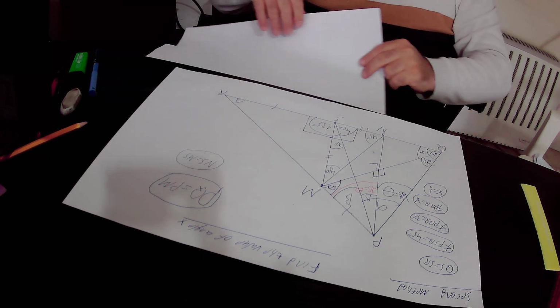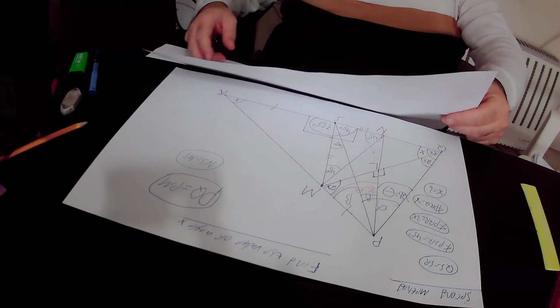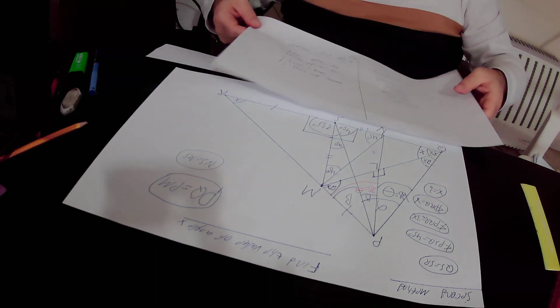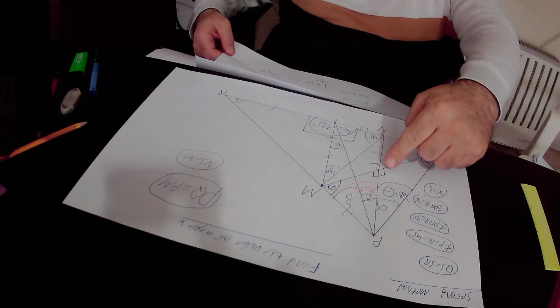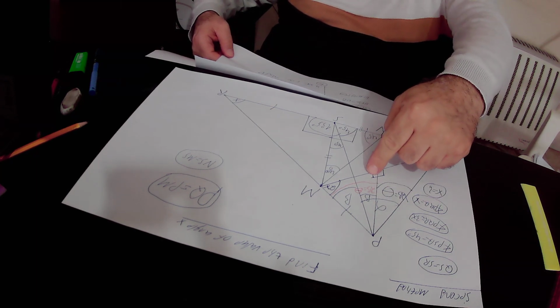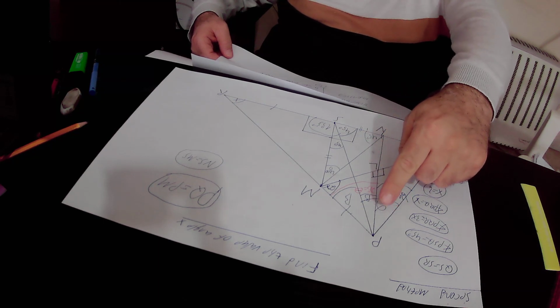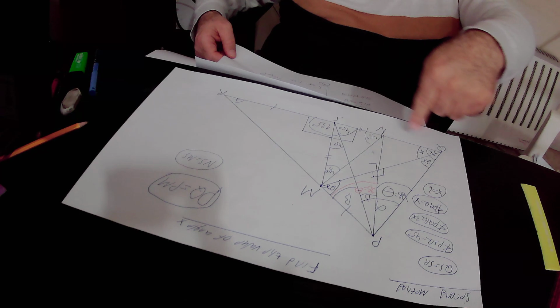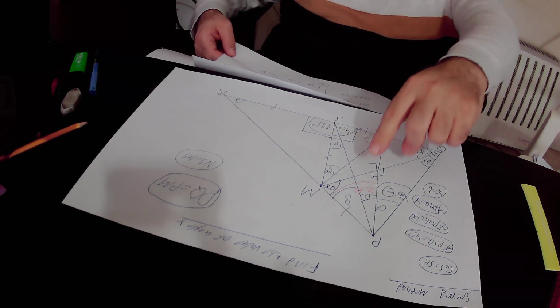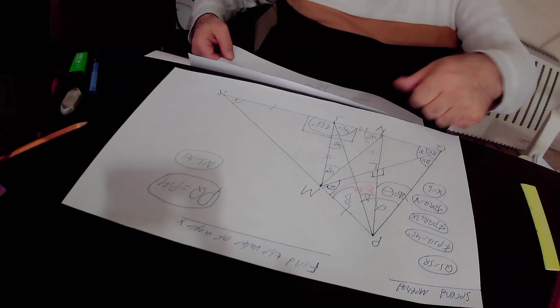Okay. Then we drew a perpendicular from point P to QM, so this angle equals 90 degrees and this angle equals 90 degrees. Then we extended the perpendicular until it touches QS at point N. Then we focused on those two triangles.